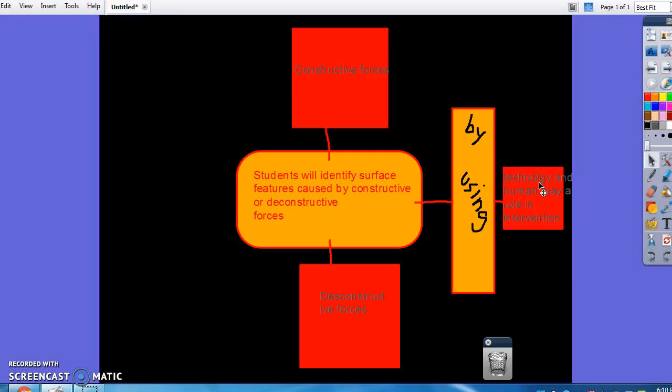with setting up the lesson plans, because it's my job to do it for the 5th grade, and working with deconstructive and constructive forces, our last unit in science.